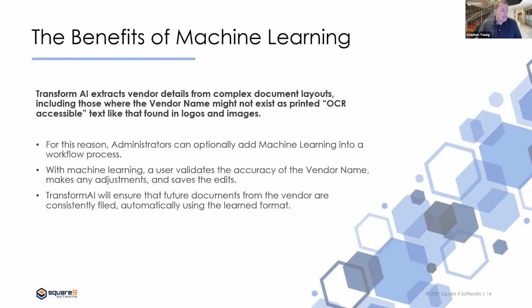So what Transform AI allows you to do with machine learning is that it can enforce a visual validation of the name the first time it's captured only. So again, this is a one-time thing where the first time it sees an invoice, it will look at it, it will say, hey, is this the correct name that you want to use going forward? And then every time it sees that invoice afterwards, it will use that machine learning to incorporate the correct name. It's a very powerful function.